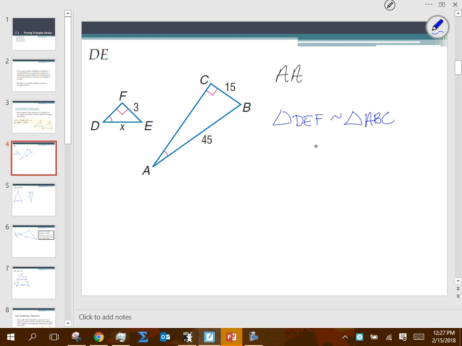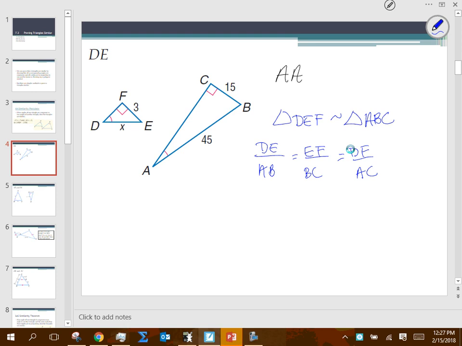I like this. This is always going to get you the right answer, okay? And it takes about 30 seconds to write all this down, so it's not really time consuming. If we can write that down, we should then know DE compares to AB, EF compares to BC, and DF compares to AC, right? That's the conclusion from saying the two triangles are similar through AA.